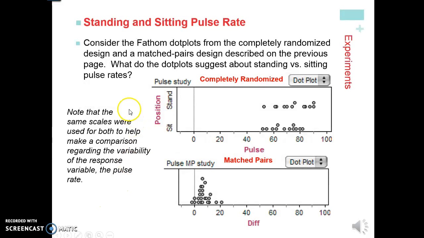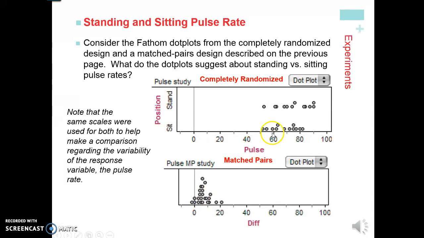All right, so here are some examples of why we sometimes want to use matched pairs over a completely randomized design. So let's just take a look at these. Let's take a look at these two Fathom dot plots from the completely randomized design, which is up here, and a matched pairs design, which is down here.